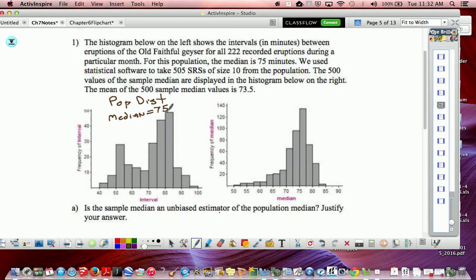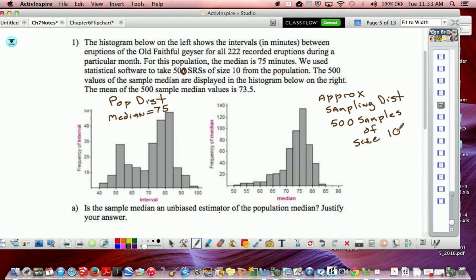There is one little typo here, and I'll correct it in just a second. What a surprise, a typo in my notes. It says, we use statistical software to take, and this should not say 505, it should say 500 simple random samples of size 10 from the population. The 500 values of the sample median are displayed in the histogram below on the right. So this is an approximate sampling distribution. We have 500 samples of size 10.